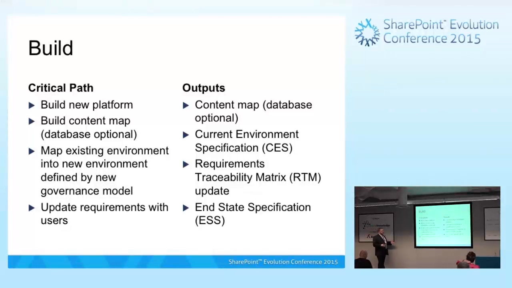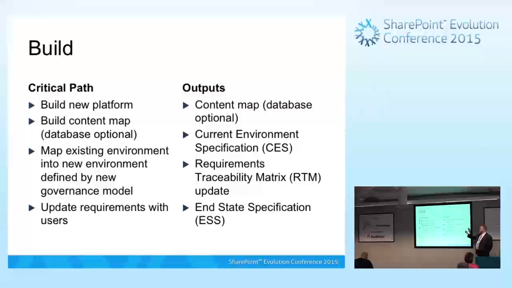So then you have to construct a content map. And I have tools to help you do that. This is mapping the existing environment into the new environment defined by the new governance model. If you're overlaying a governance plan and the governance plan contains information architecture, you already have a document that tells you what you want your new environment to look like. You already know. But you have to be able to map what you have now to what you want it to be. And I have some tools to help you do that.